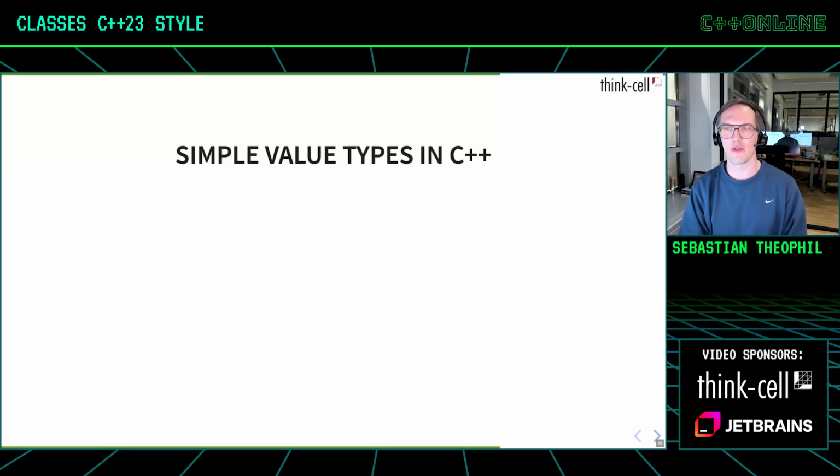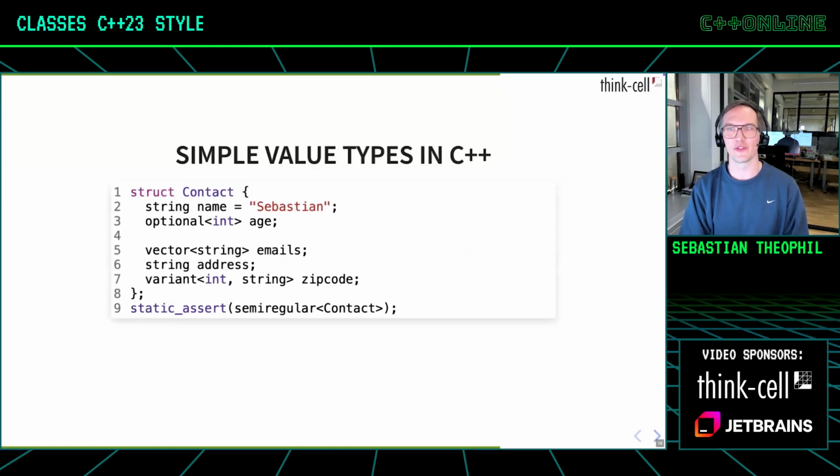At first, I will talk about semi-regular types that are not comparable. It turns out that this is super easy in modern C++. It just works by default thanks to compiler-generated constructors. We don't have to do anything in a lot of cases. So here, I've written a very simple value type contact that contains a lot of standard types, strings, an optional, vector, and even a variant. And there is a concept, semi-regular, that I can use to statically assert that this is indeed a semi-regular type.